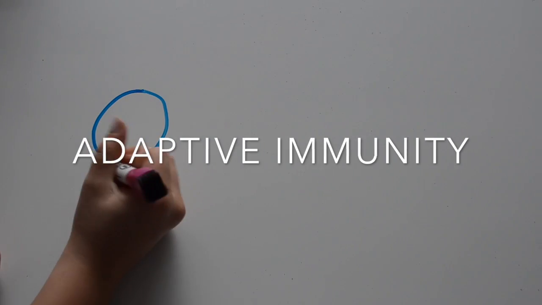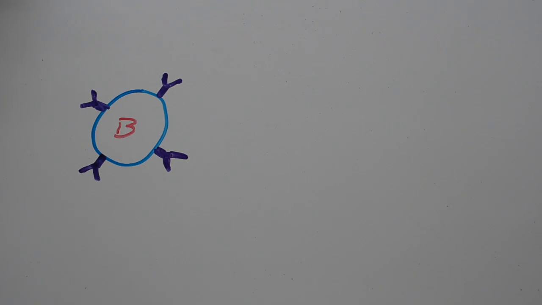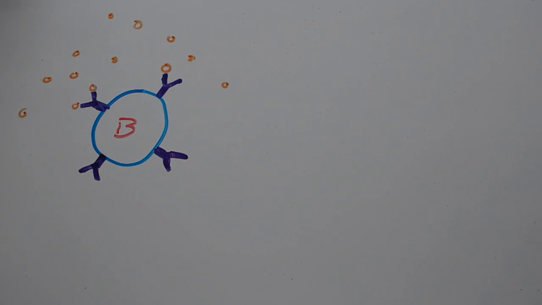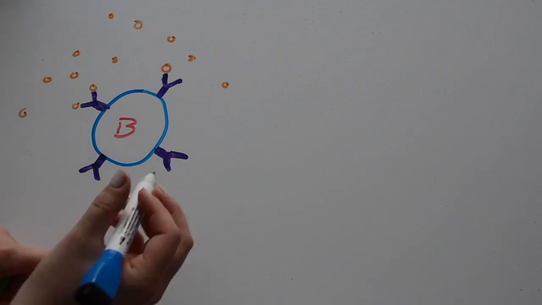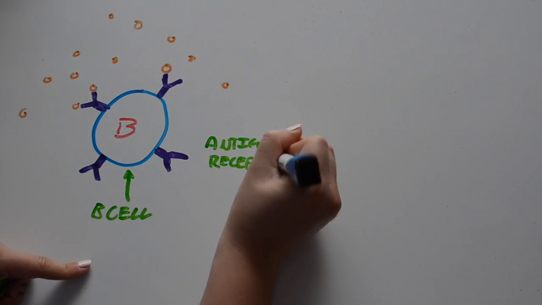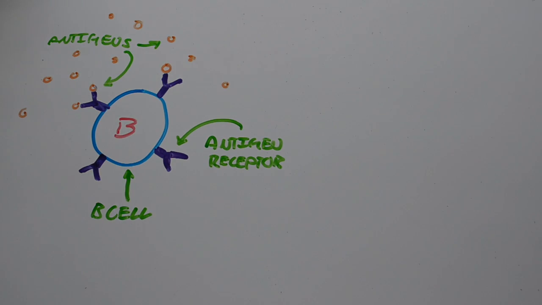The two important lymphocytes that you need to know are B cells and T cells. The first one we need to talk about is the B cell, and they mature in the bone marrow. Basically, their structure is a cell body, and then you have the antigen receptors on the outside, which are the binding site for the antigens.